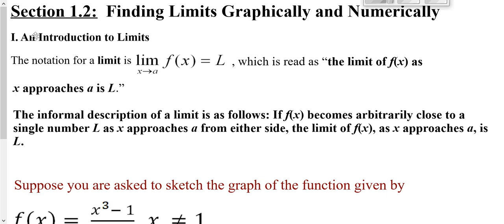The notation of what a limit is, we would say limit as x approaches a of your function f is equal to a number, we'll call it L. We would read this as your limit as x approaches a is L. The informal description of a limit is if you get arbitrarily close to a as x approaches a on each side, the output of your function, the y value, should be getting really, really close to L.